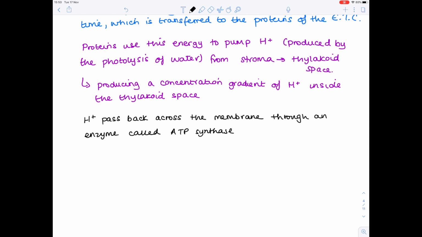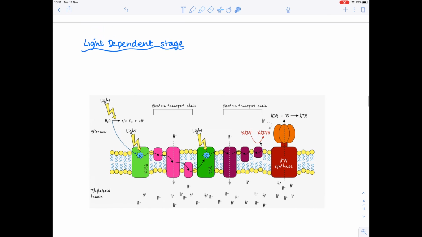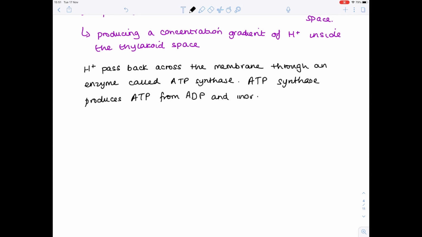And as those hydrogen ions pass through the ATP synthase, they provide the energy required for the ATP synthase to produce ATP from ADP and an inorganic phosphate. And as you can see, the hydrogen ions are passing through here, nice and passively, because they're going from an area of high concentration to an area of low concentration, and that enables that ATP synthase to combine the ADP plus that inorganic phosphate to produce ATP. And this flow of hydrogen ions through the ATP synthase is known as chemiosmosis.